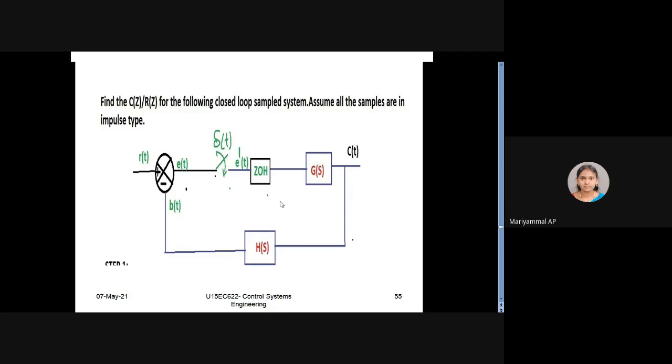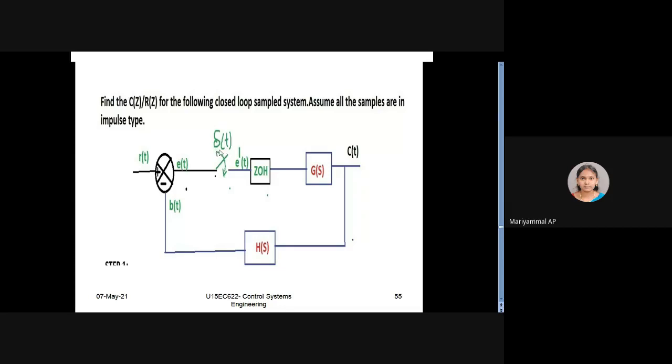Then one feedback path is connected as H(s). Your feedback signal is termed b(t), the error signal e(t), the input signal r(t), and the output signal c(t). Here e'(t) represents the error signal after sampling. After impulse sampling, δ(t) represents the impulse-type representation.